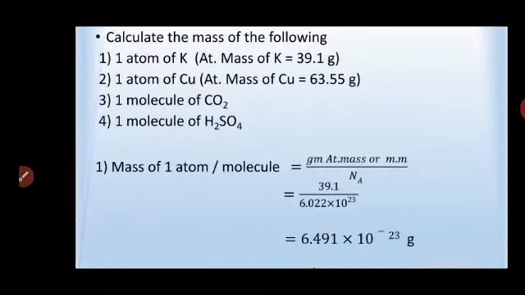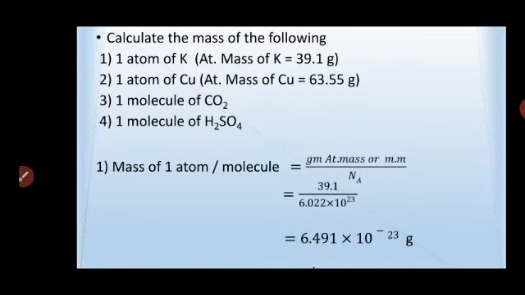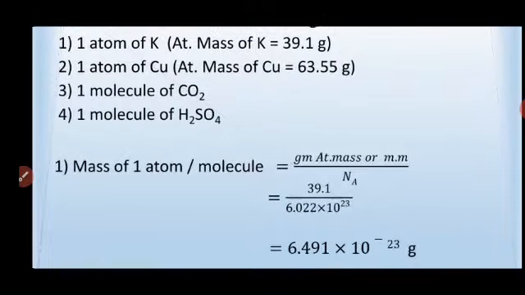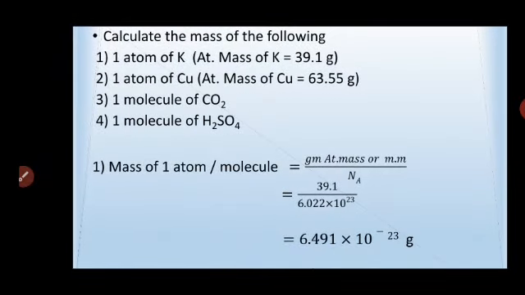Then one more type. Calculate the mass of the following. 1 atom of potassium. See, if we go to the market and buy a dozen apples for 60 rupees, then what is the cost of one apple? What do we do? 1 dozen means 12. So 60 divided by 12, we will get the cost of one apple. Like that, if we take the atomic mass of that element divided by Avogadro number, then it is the mass of one atom or one molecule. Okay. So what is required?